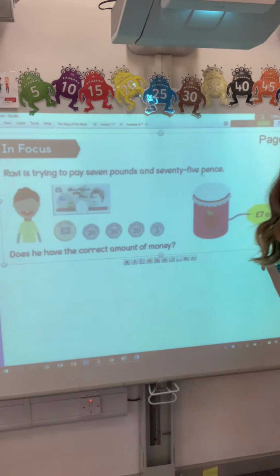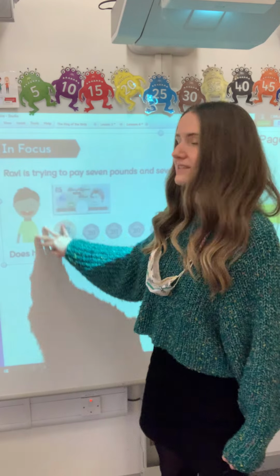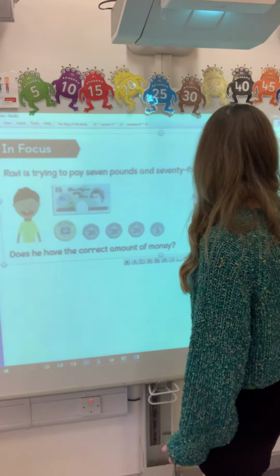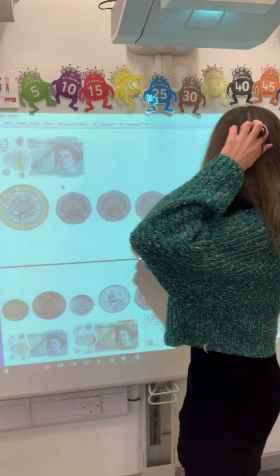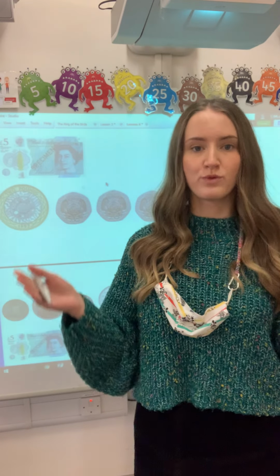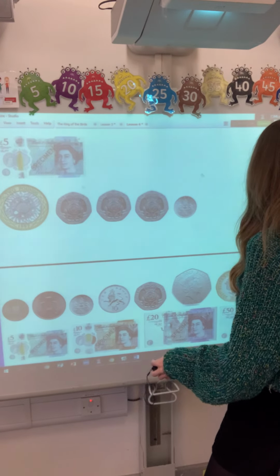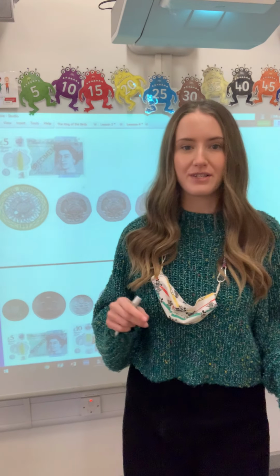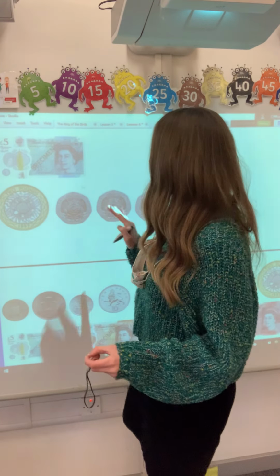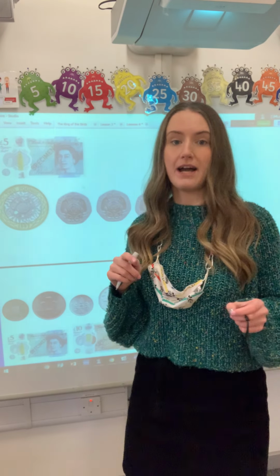£7.75. So we need to see if Ravi has got the correct amount of money. Okay, I've made Ravi's money a lot bigger here. So just like yesterday, who can remember what we count first? That's right, we count the pounds first. So what I do to make it easier for myself, because I find that in your workbooks when it's not in colour, it's much trickier. So I look really carefully and I put a circle around the pounds to count them first.